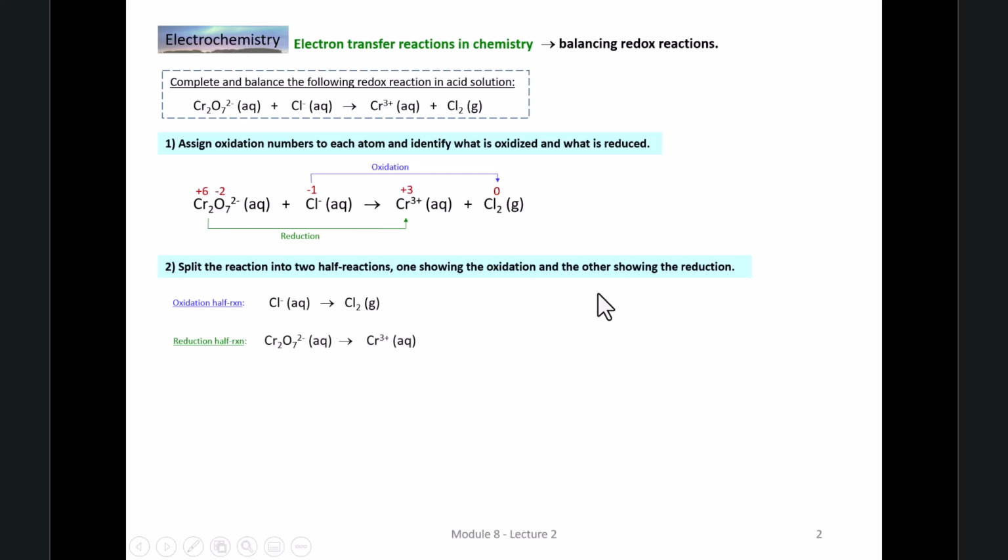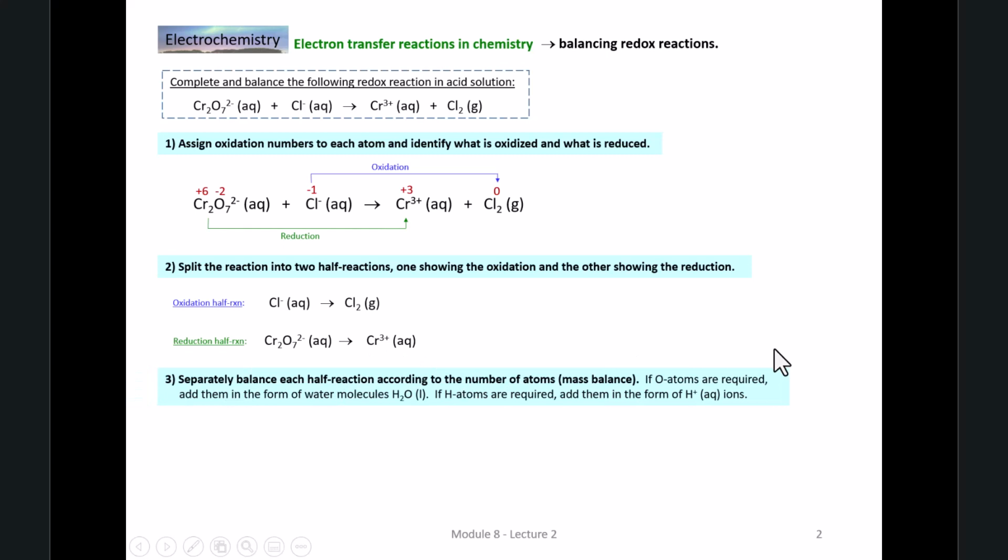And the reduction involves not just chromium, of course, but chromium attached to oxygen in the chromate ion, ending up as just chromium 3+. Again, this is wildly not balanced, but I'm just dragging the reduction part of this equation down here and calling it the reduction half reaction.